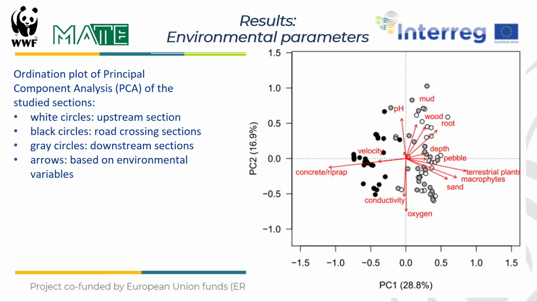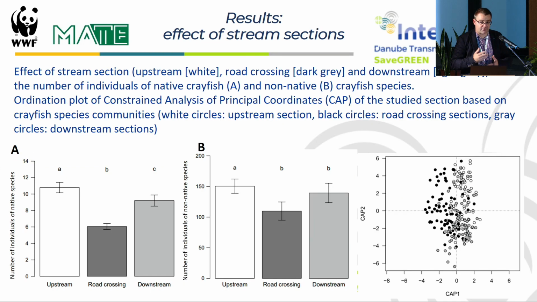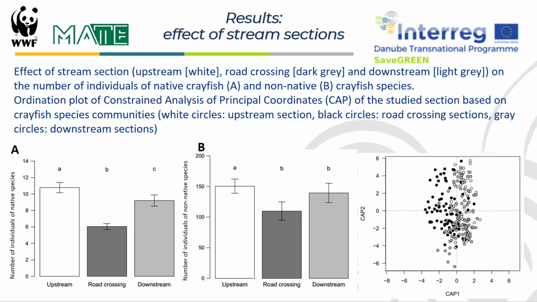So, environmental parameter analysis, we can talk about that. We can separate it exactly well based on the environmental parameters: the bridge cross-section and the upper and lower section. All right, but what are the differences between the taxonomical data sets? You can see that the exact individual numbers of native species are lower in the bridge cross-sections, but it is significant, it is very, very important.